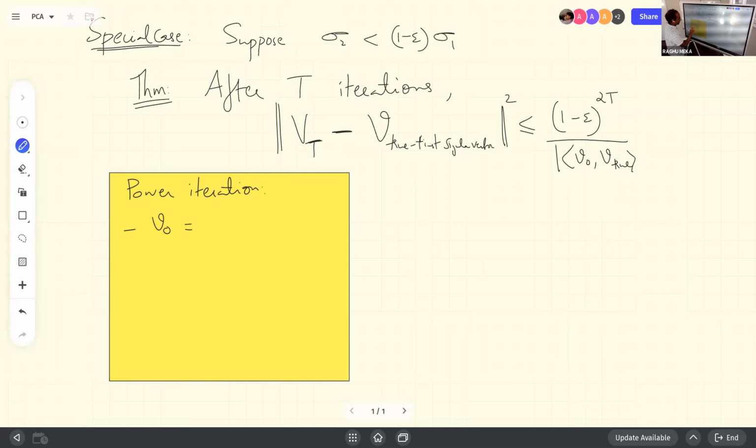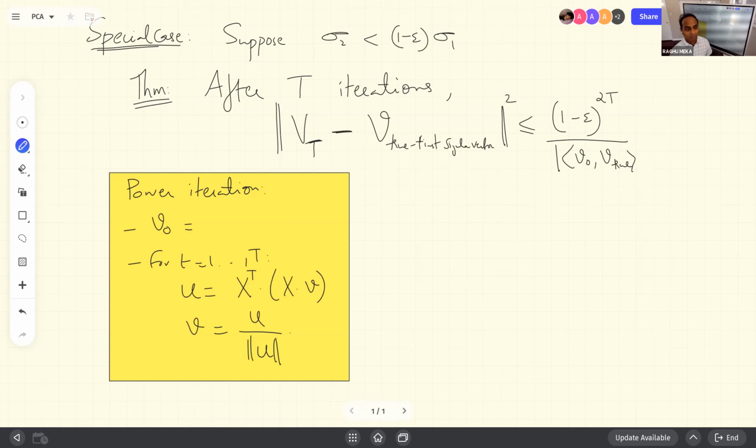So V0 is something, and for t equals 1 through t, we set u to x transpose times x times v, and then v is u divided by its norm. So what should I do for initialization? All I need is the inner product to not be 0, or something non-trivial. And you can easily ensure that by picking a random unit vector.